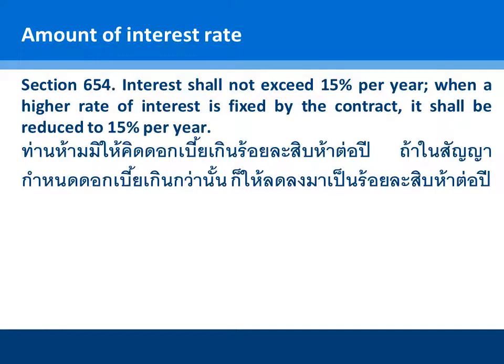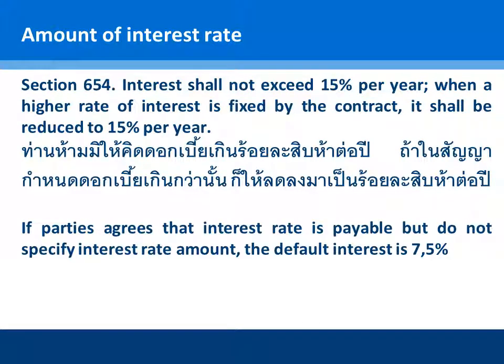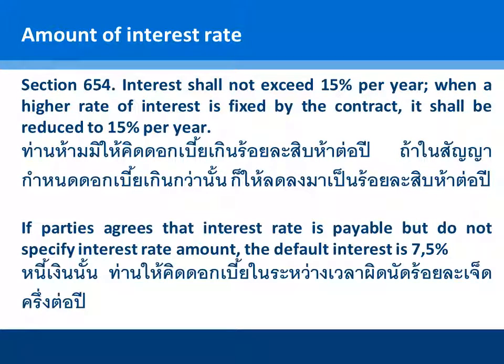If the parties agree that interest rate is payable, but they do not mention how much is the interest rate, then according to section 224 of the Civil and Commercial Code, the default interest rate is 7.5% per year. This only applies if the word interest is mentioned in the contract, but the amount of this interest is not specified. If parties do not mention interest at all, the word interest cannot be found in the contract. The contract doesn't say anything about interest. Well, in this case, it means that no interest must be paid.